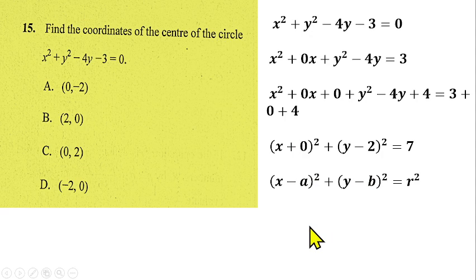Then you can compare this with the equation of a circle, giving the radius to be r and the coordinate of the center to be (a, b). That should give us x minus a squared plus y minus b squared equals r squared, where a and b are the coordinates of the center. Compare this one and this one, so you know that your a will be 0 and your b will be equal to 2. So therefore the center is (0, 2), and that should be option C.